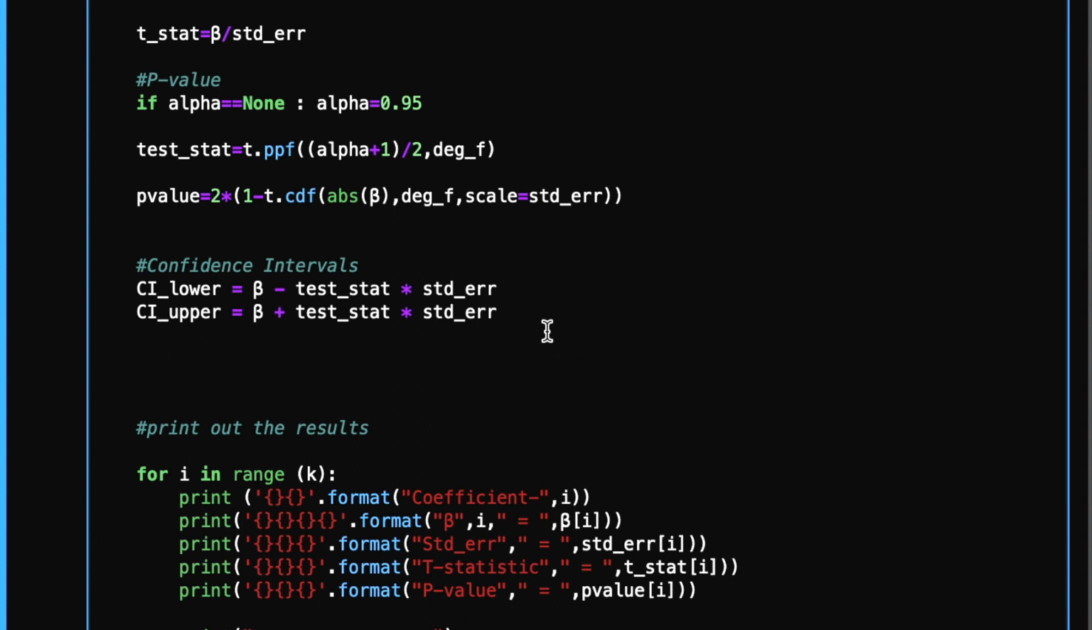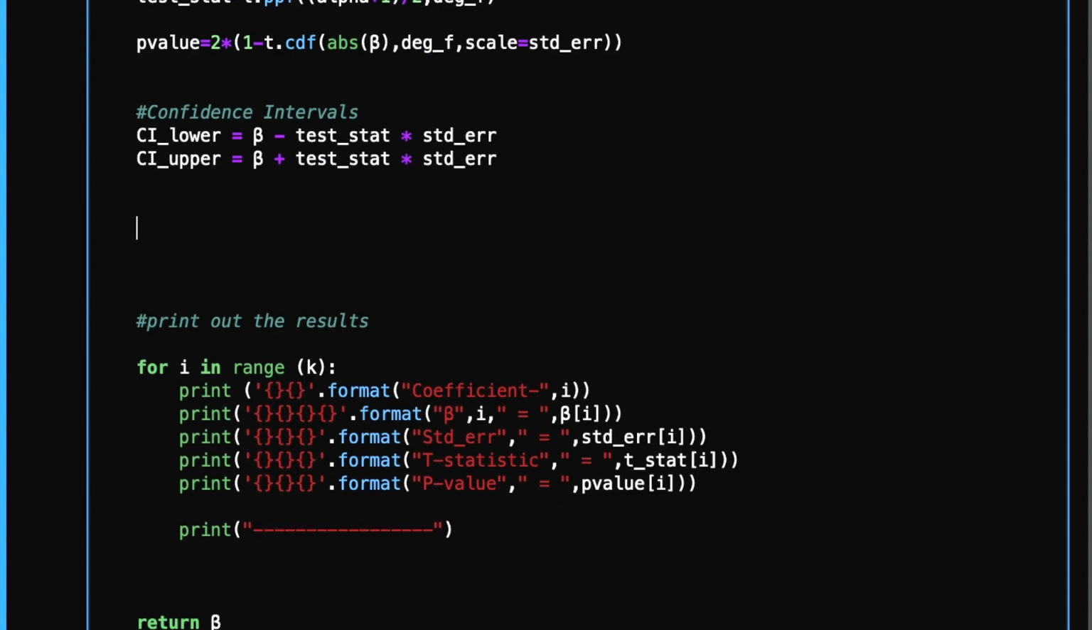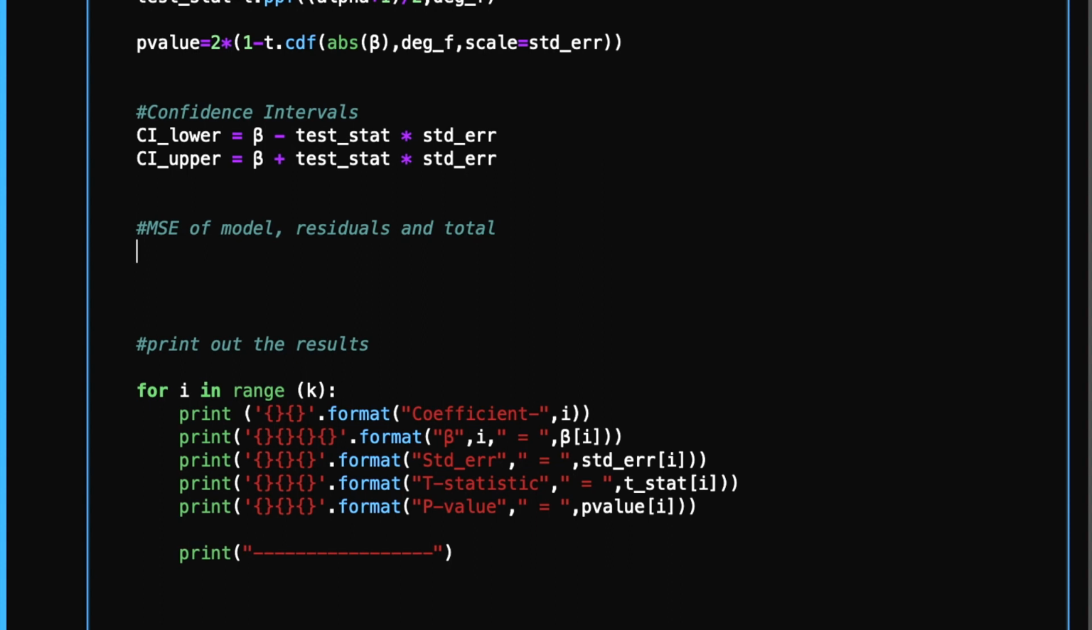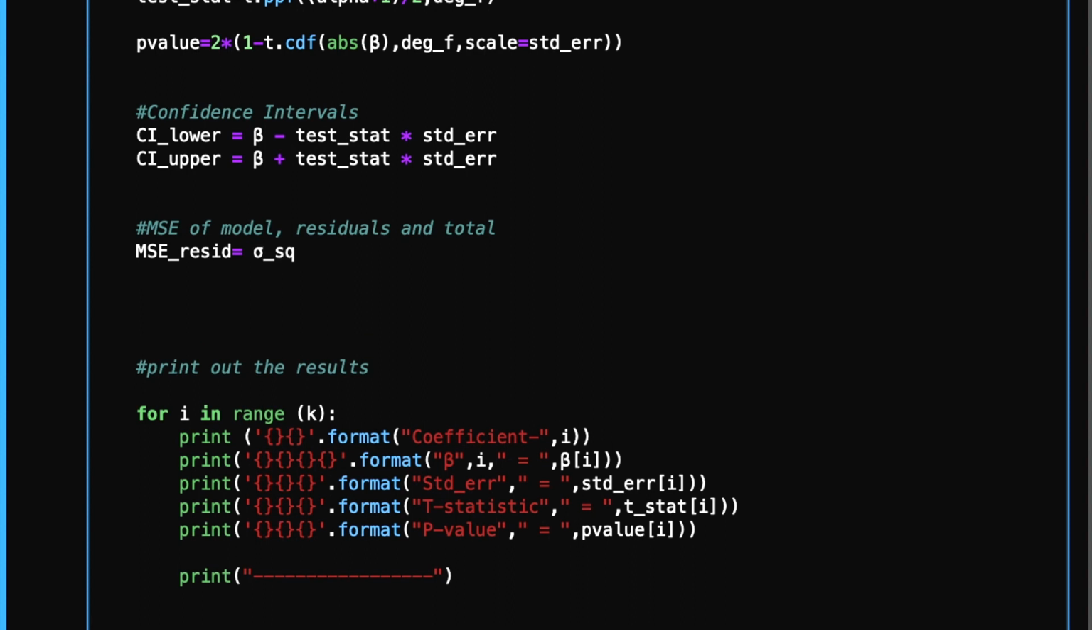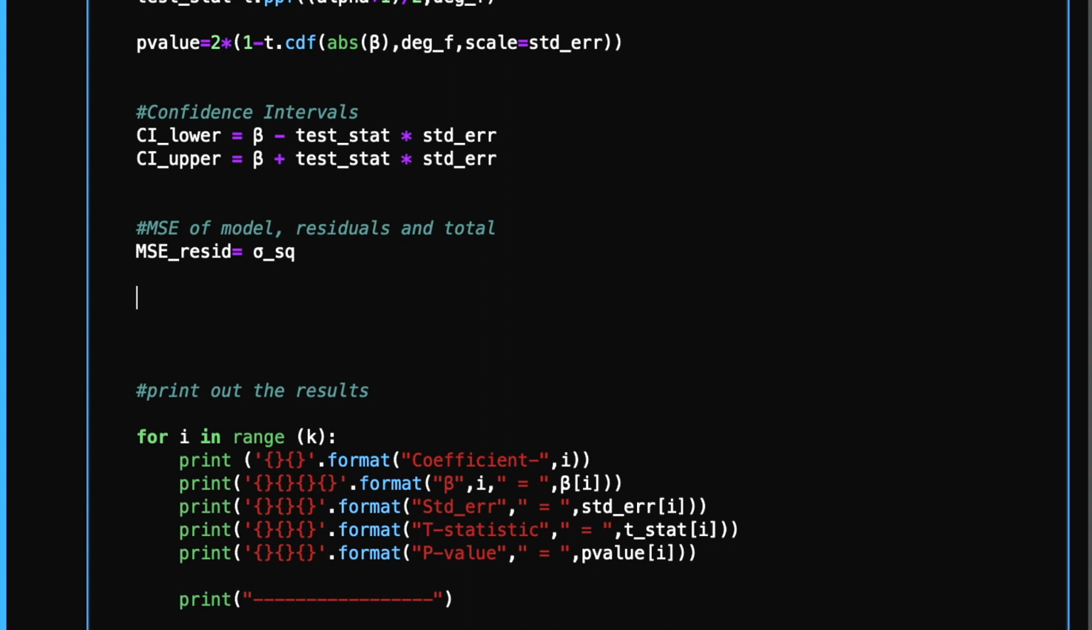Okay, now let's get the mean squared errors of the model, residuals, and total. So MSE of the residuals is just going to be equal to sigma squared. The formulas for the sum of squares total and the sum of squares of the model change depending on how many covariates we have. If we have one covariate it will be one formula, and if we have more than one covariate it will be a different formula. So I'm going to use an if statement here.